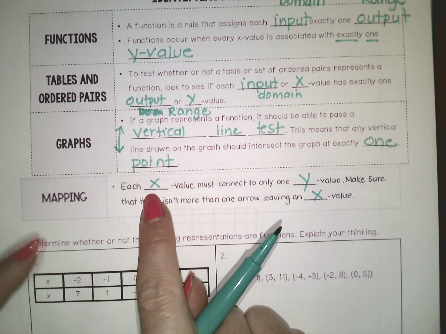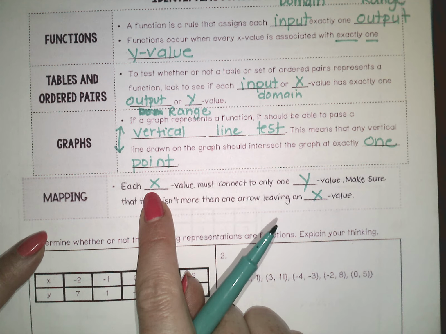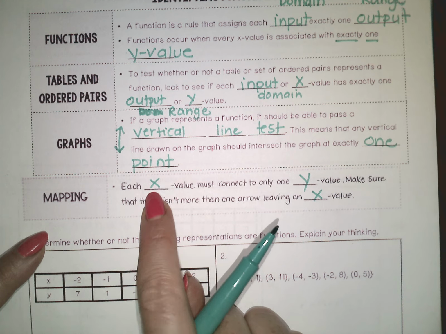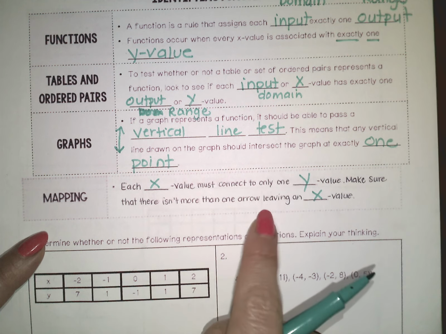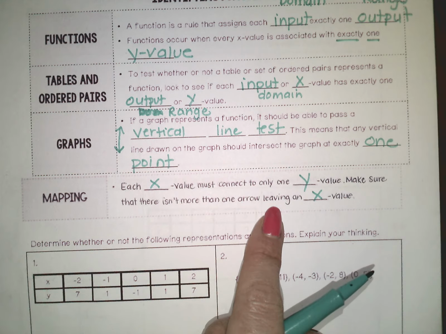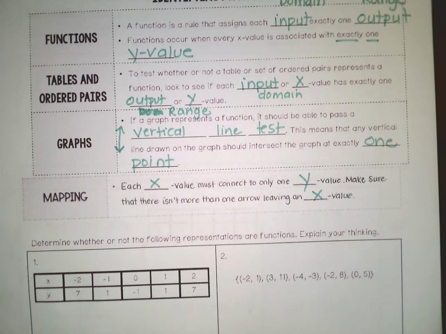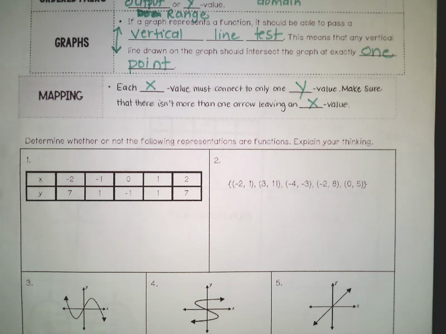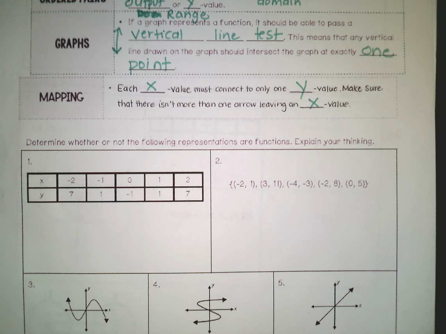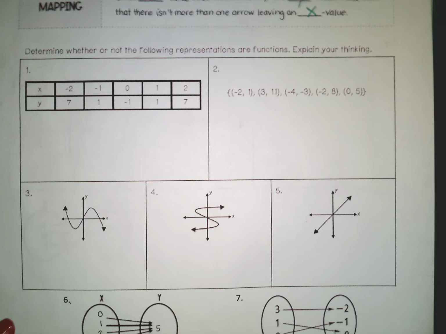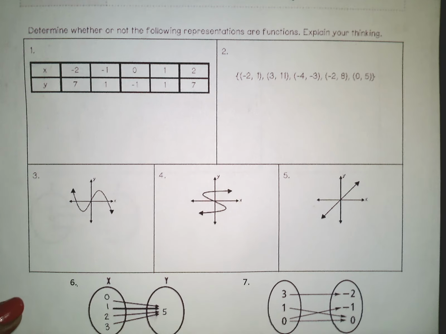So remember our analogy with the vending machine, okay? Make sure your X value is leaving not more than one. You don't want it to go to two different types of sodas. You'll never know which one you get. That's a broken function. Okay, so let's determine whether or not the following representations are functions. And we're just going to kind of talk about why they're either a function or not a function.